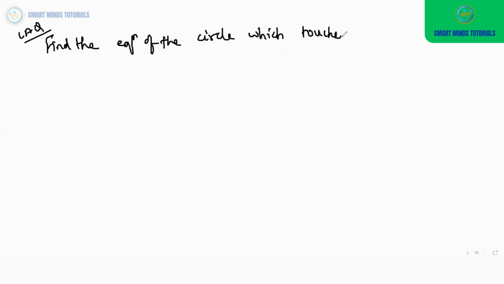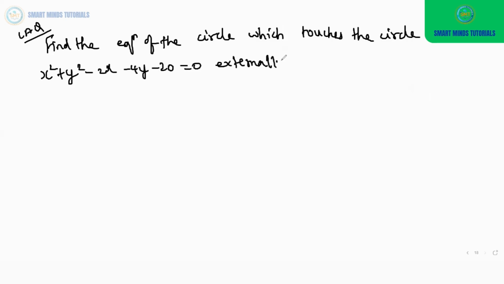Take an LAQ from circles. Find the equation of the circle which touches the circle x square plus y square minus 2x minus 4y minus 20 is equal to 0 externally at (5, 5) with radius 5. We did not do this question.